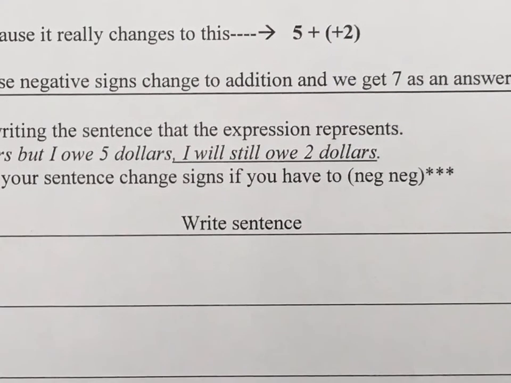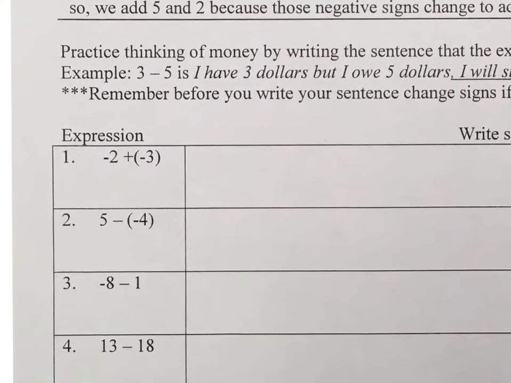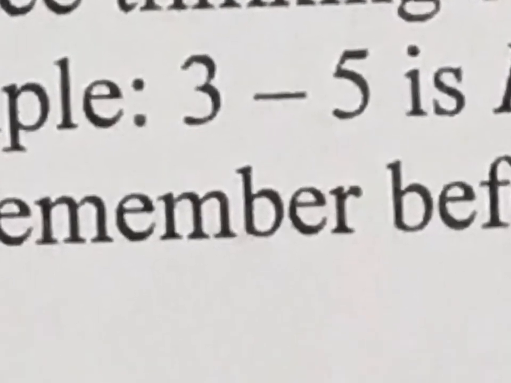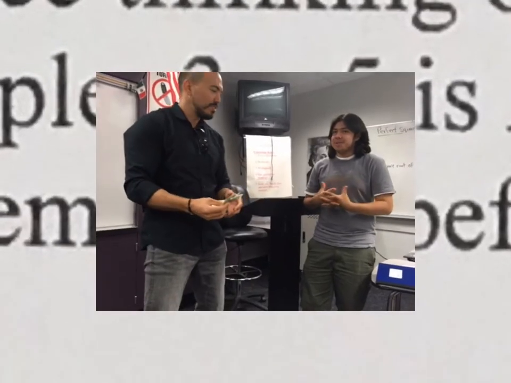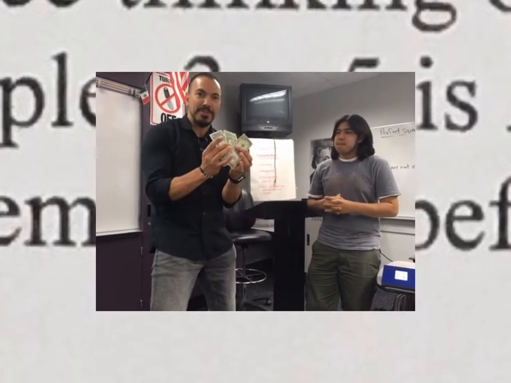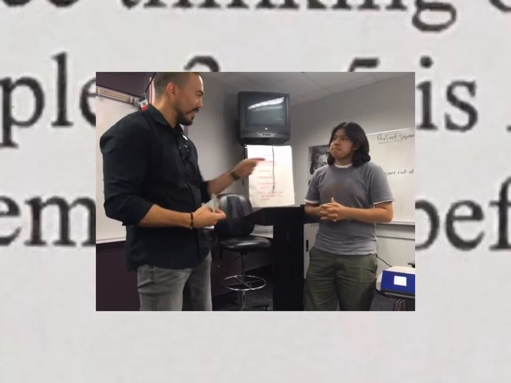So I like to think of money when I'm adding and subtracting integers. So on this example, 3 minus 5, what would the sentence that is thinking of money be? It would be, I have $3. You have $3 because that's a positive 3. And you owe somebody $5 because there's a minus 5. So let's make this example a little more real. The 3 minus 5. Okay, so 3 minus 5. I have $3. Minus 5 means I owe $5. So I owe you $5, right?